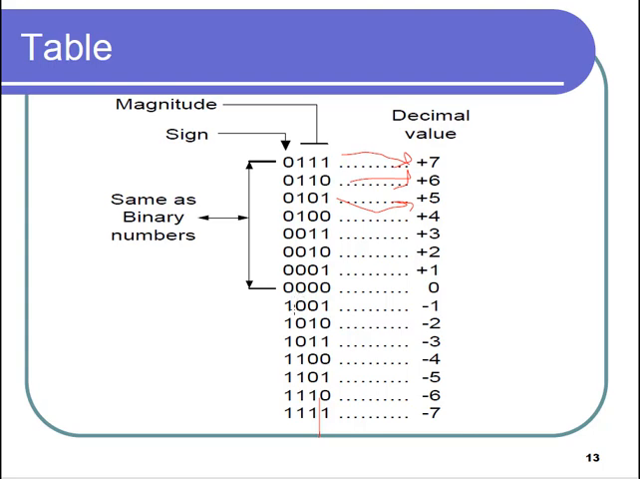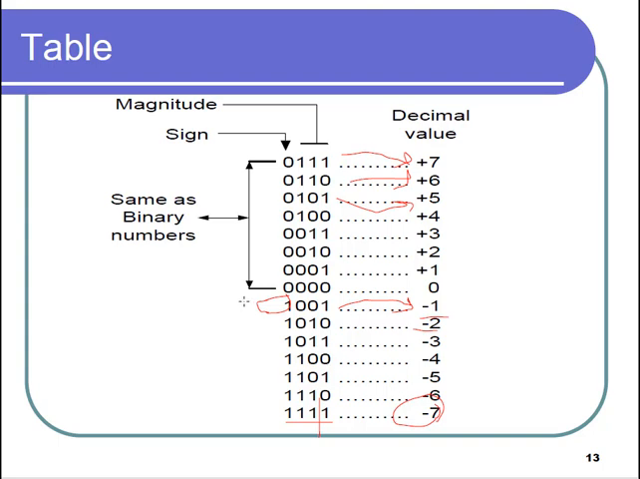Now, when 1 pops up in the sign bit, it means that the decimal value is negative. For example, 1001 in decimal is minus 1. 1010 in decimal is minus 2, and so on until the end. For example, 1111 represents the value of negative 7.